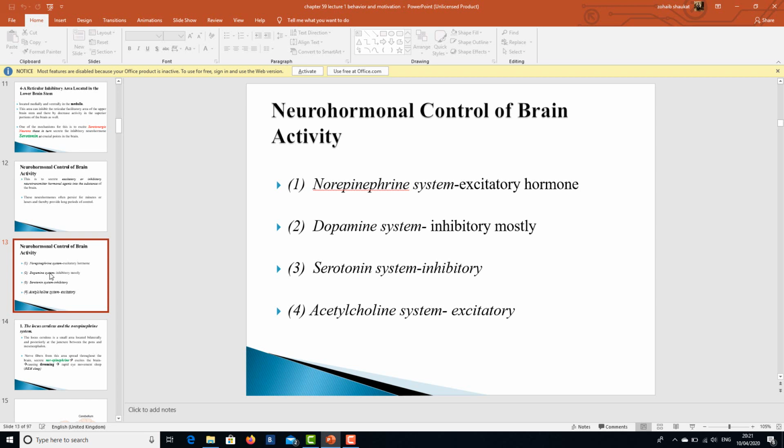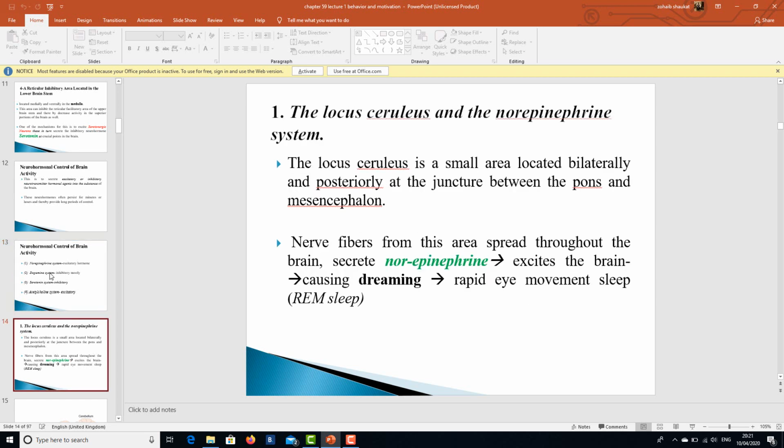Now, what are they? First one is the norepinephrine system, excitatory hormone. Dopamine system, inhibitory mostly. Serotonin system, inhibitory. And acetylcholine, excitatory. So we have to remember that norepinephrine and acetylcholine are excitatory, whereas dopamine and serotonin are inhibitory in nature. The locus ceruleus and norepinephrine system.